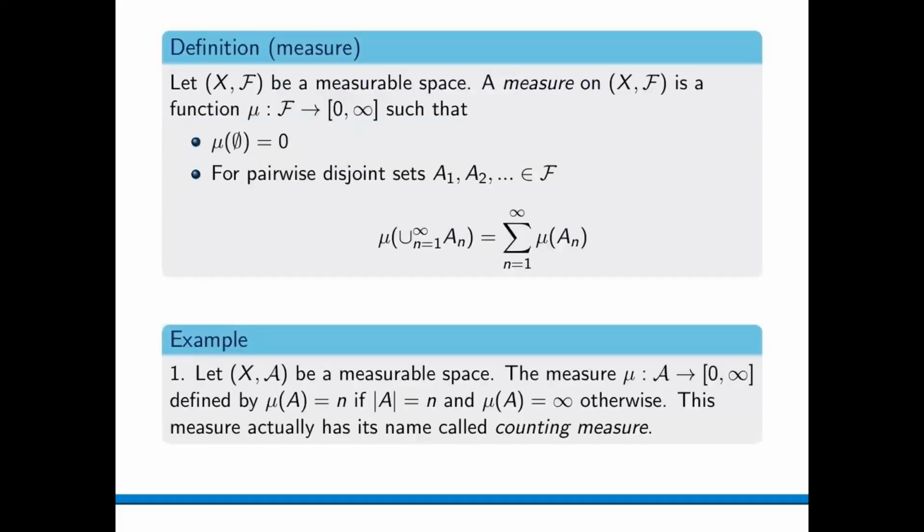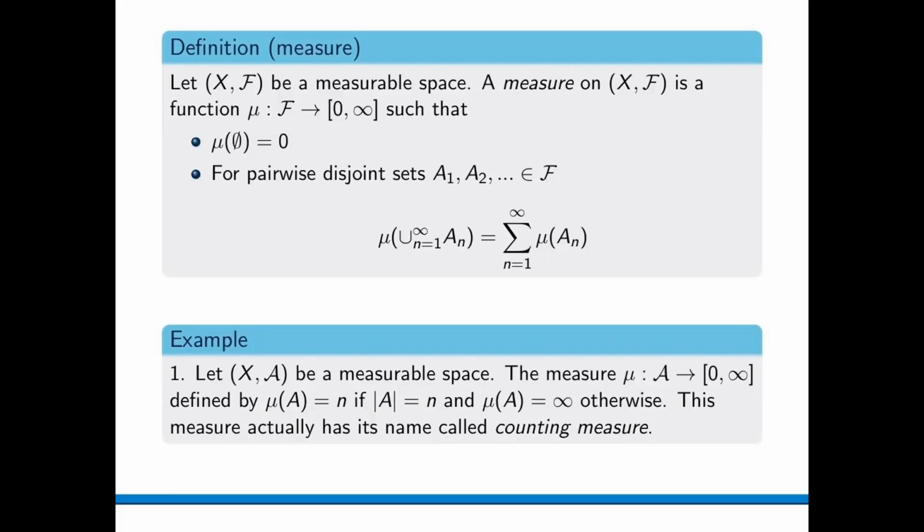The second definition is measure. Given a measurable space as we defined previously, a measure on the measurable space is just a function mapping the sets in the sigma algebra to the extended non-negative real numbers, so basically non-negative real numbers and positive infinity.